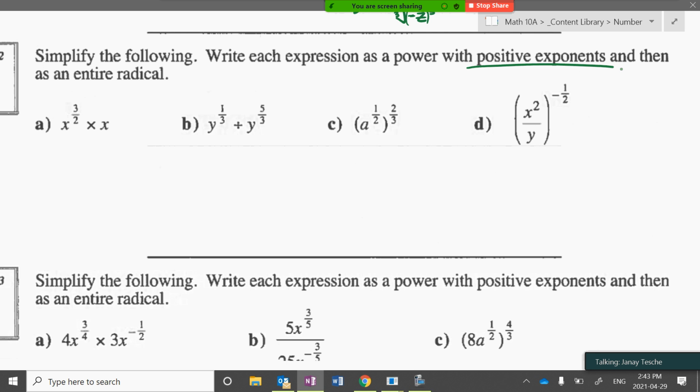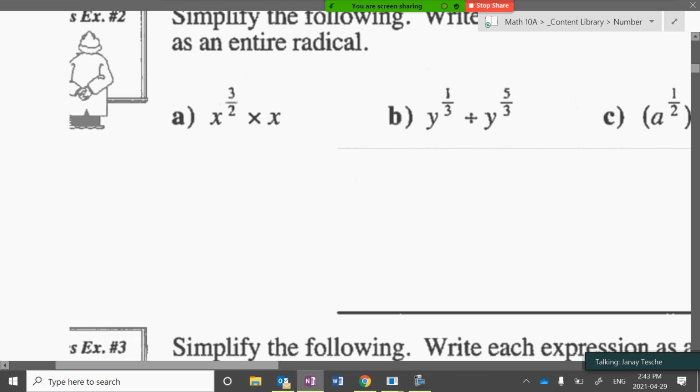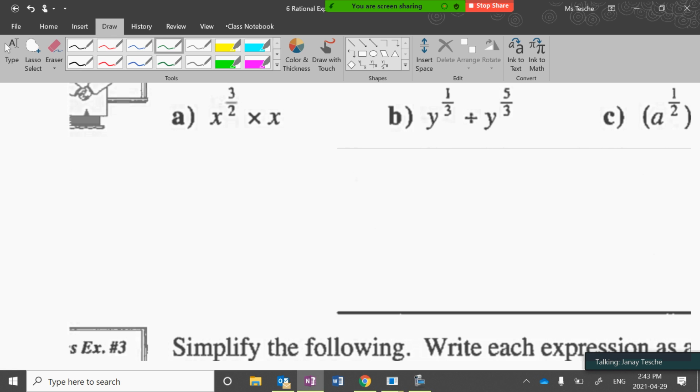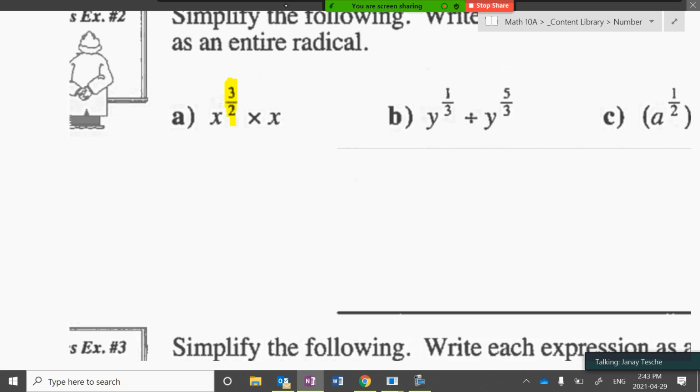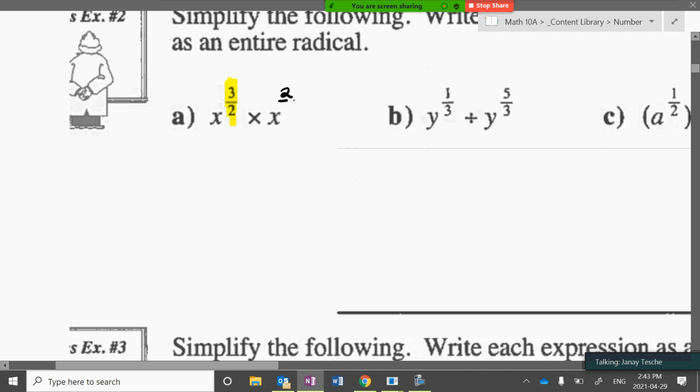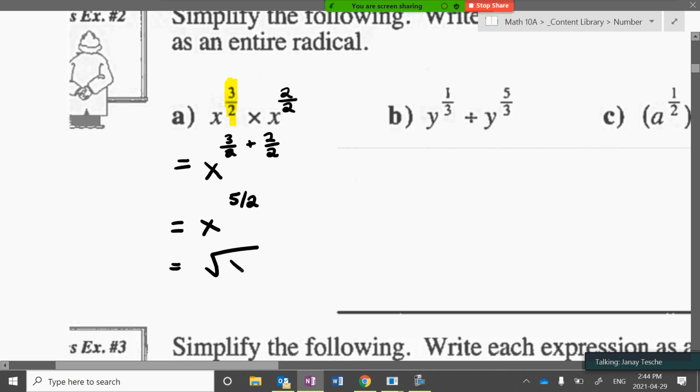If I don't have an exponent, it's to the power of 1. That being said, my first exponent here is 3 over 2. So because we have to use fraction operations, I'm going to write this exponent as 2 over 2. 2 over 2 is equivalent to 1, but now I can add my fractions. So when we add fractions, we only add our numerators. So I would go 3 over 2 plus 2 over 2. You do not have to show that step. But that would give me 5 over 2, which is then the square root of x to the power of 5.